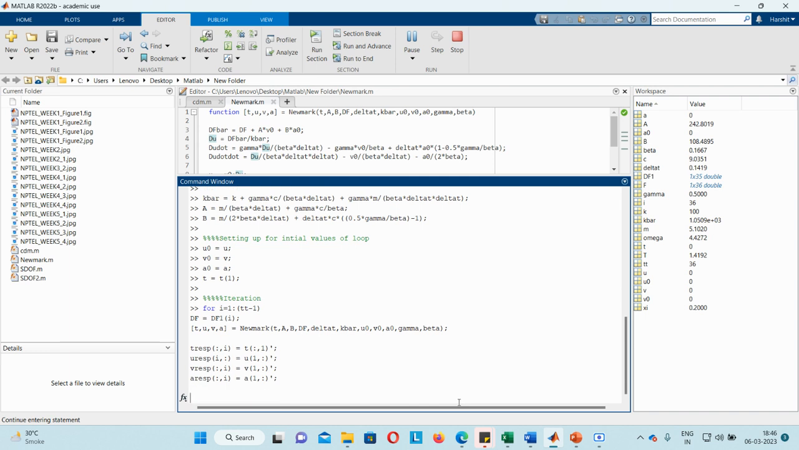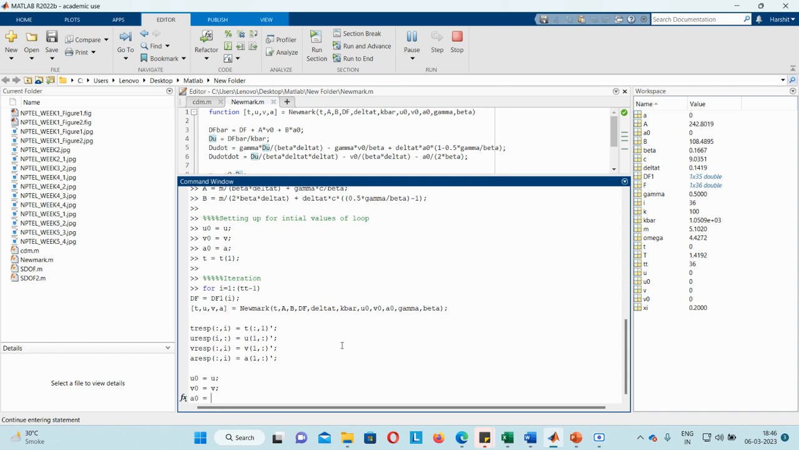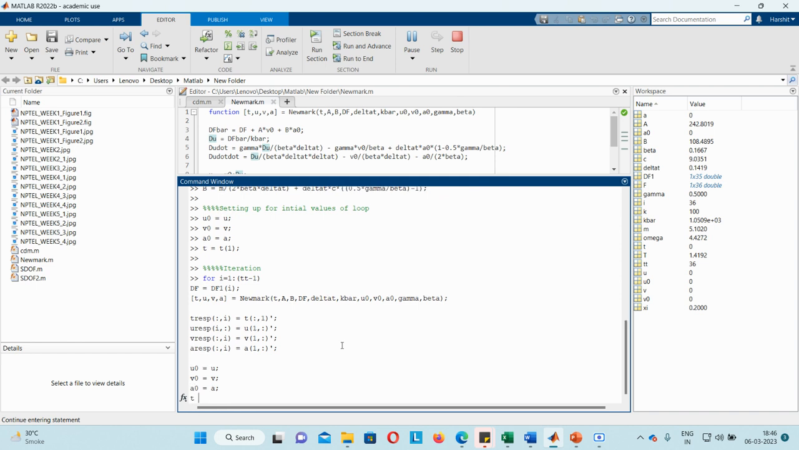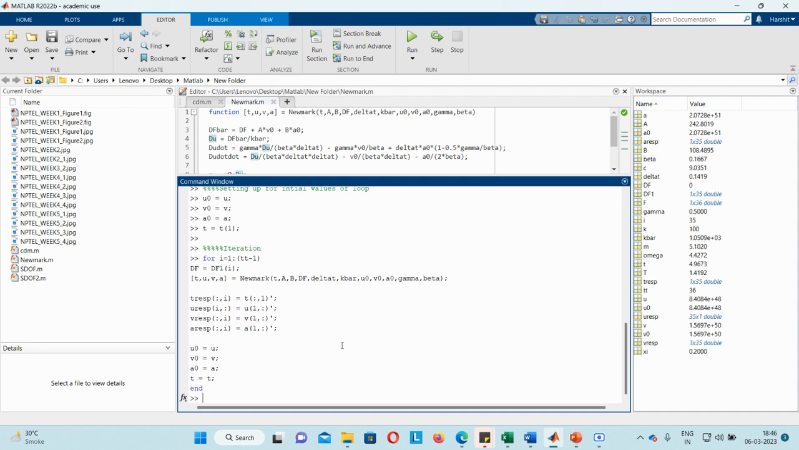Okay. Once this is stored, we need to append these values that will be fed in again in the for loop. So U naught will be U this time, V naught will be V this time, A naught will become A, and T will be T only because it is appended actually. So now we can end the loop. If the code syntax is correct, there will be no error. So you can see there is no error, and you can see the responses are stored here: A response, T response, V response, and U response.